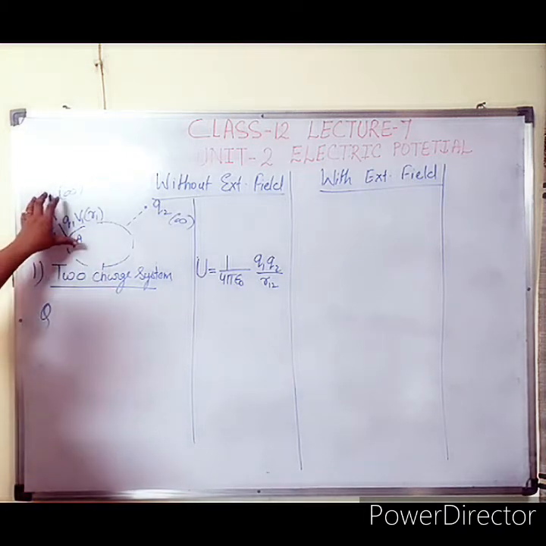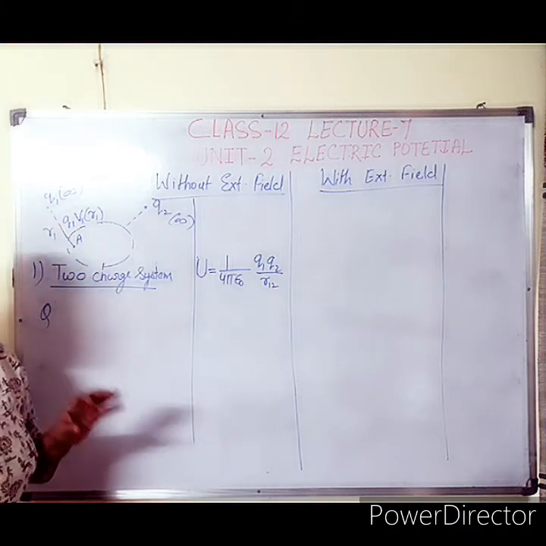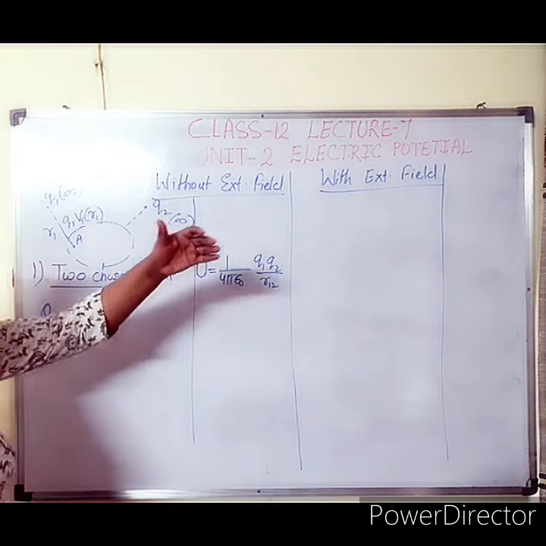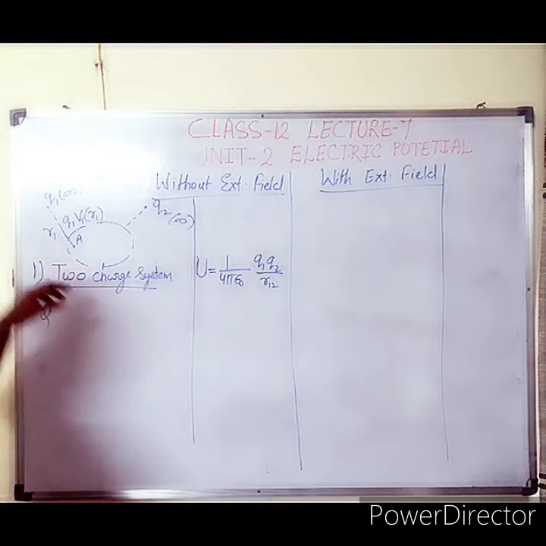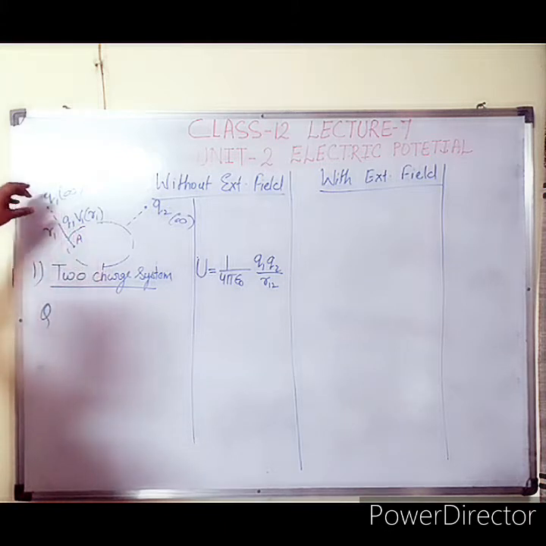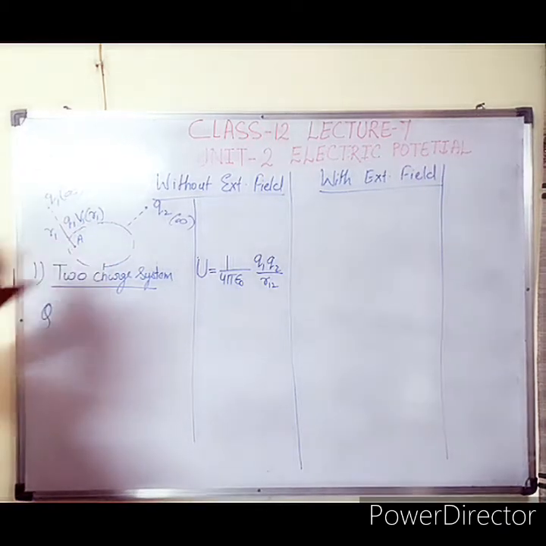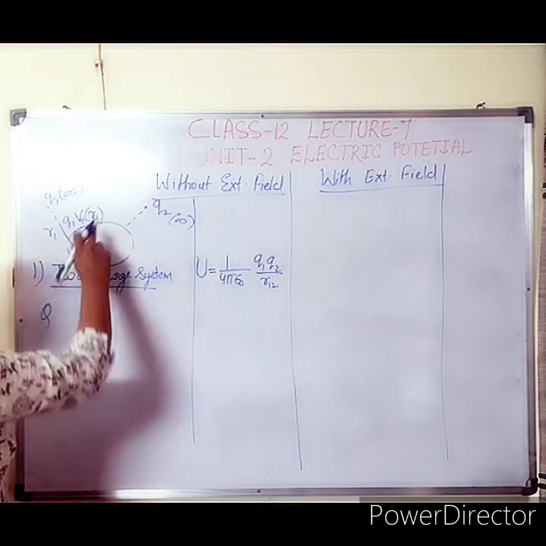This was the case we discussed in the derivation of potential due to a point charge coming from infinity to a point in the electric field. So the work done to bring this charge from infinity to point A in the electric field of the source charge is Q1 into V1. Work is equal to charge multiplied by potential, because potential is equal to work divided by charge. So here we will get this term.